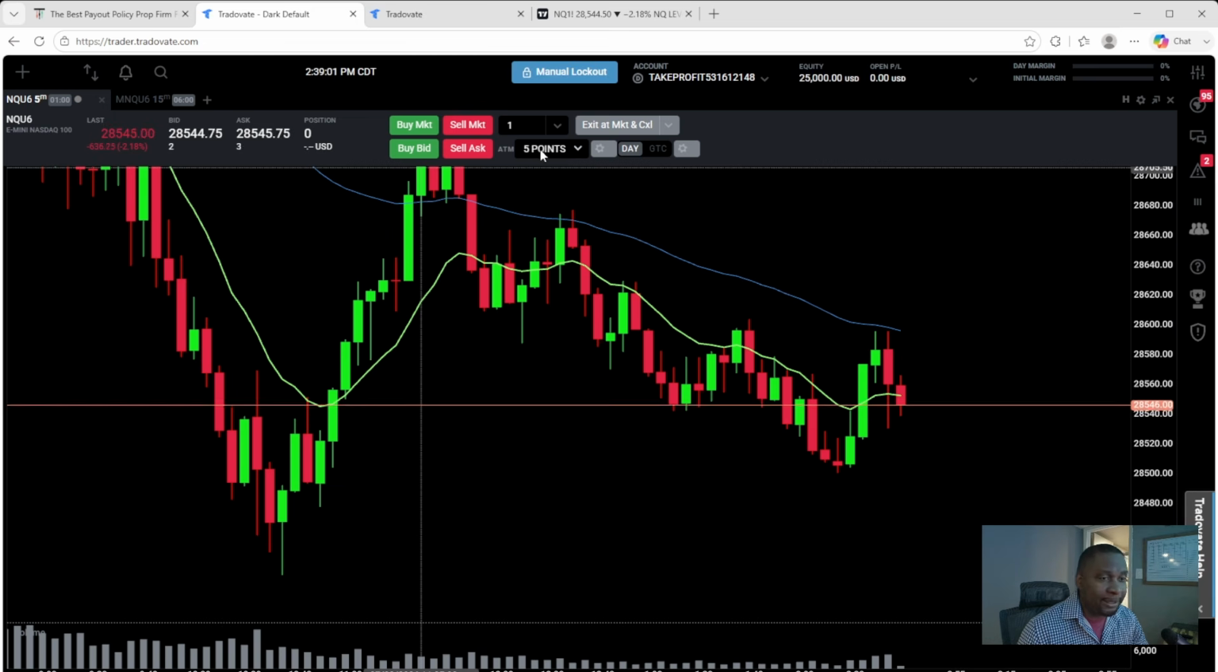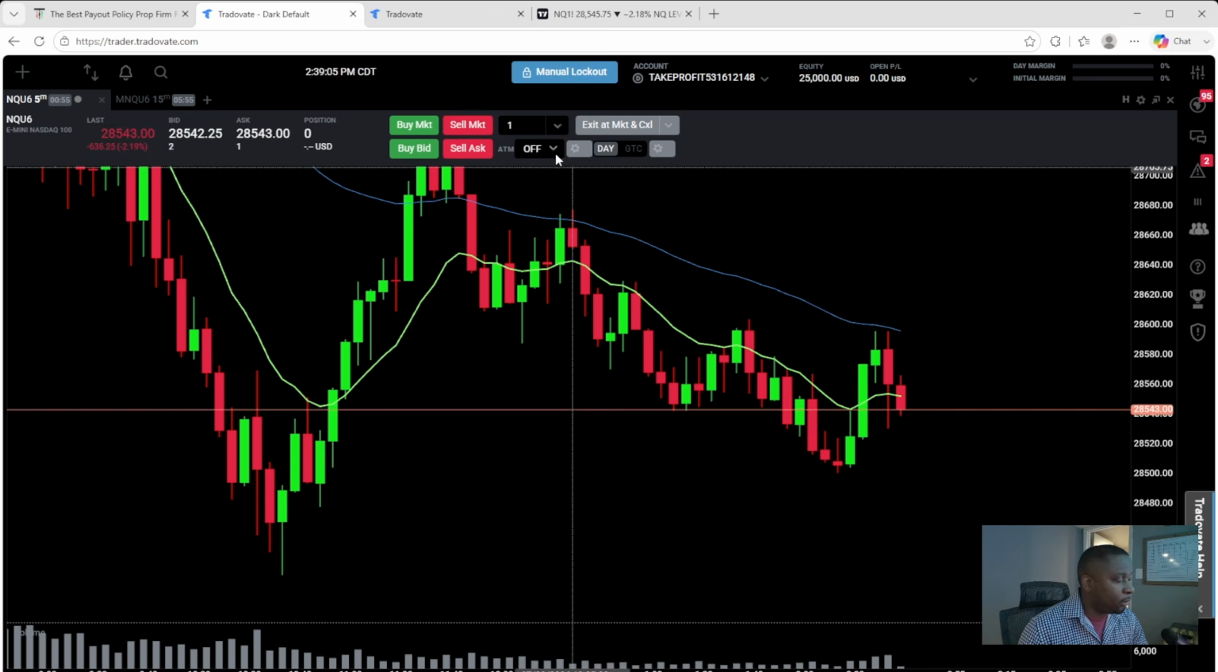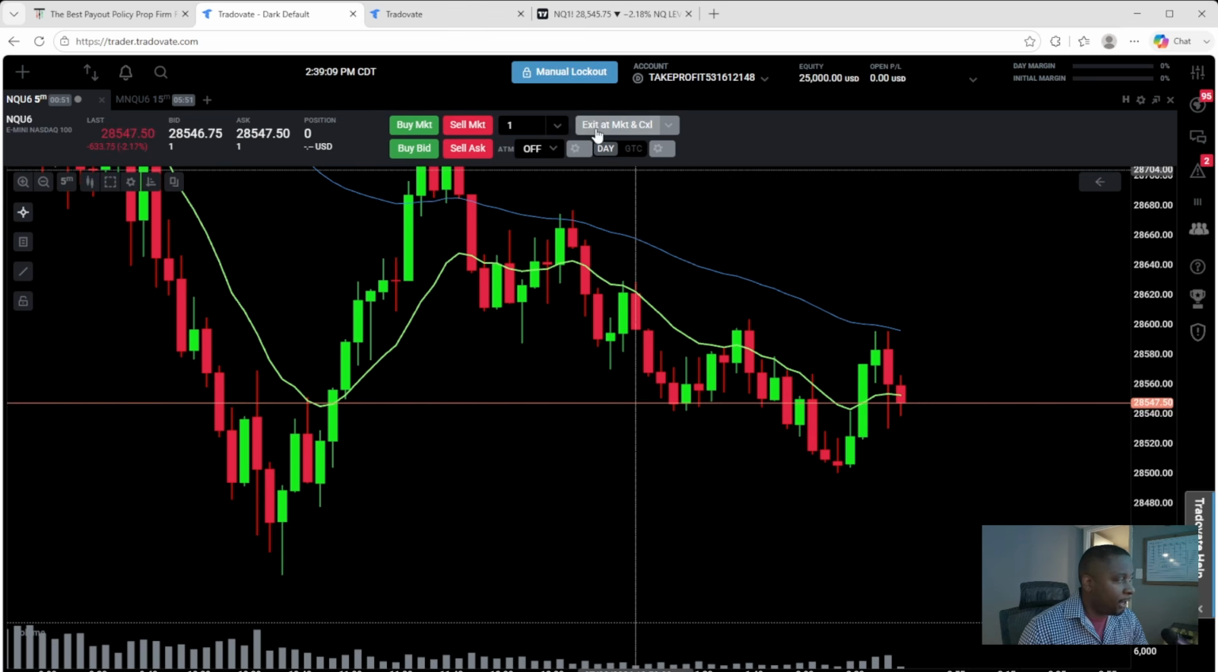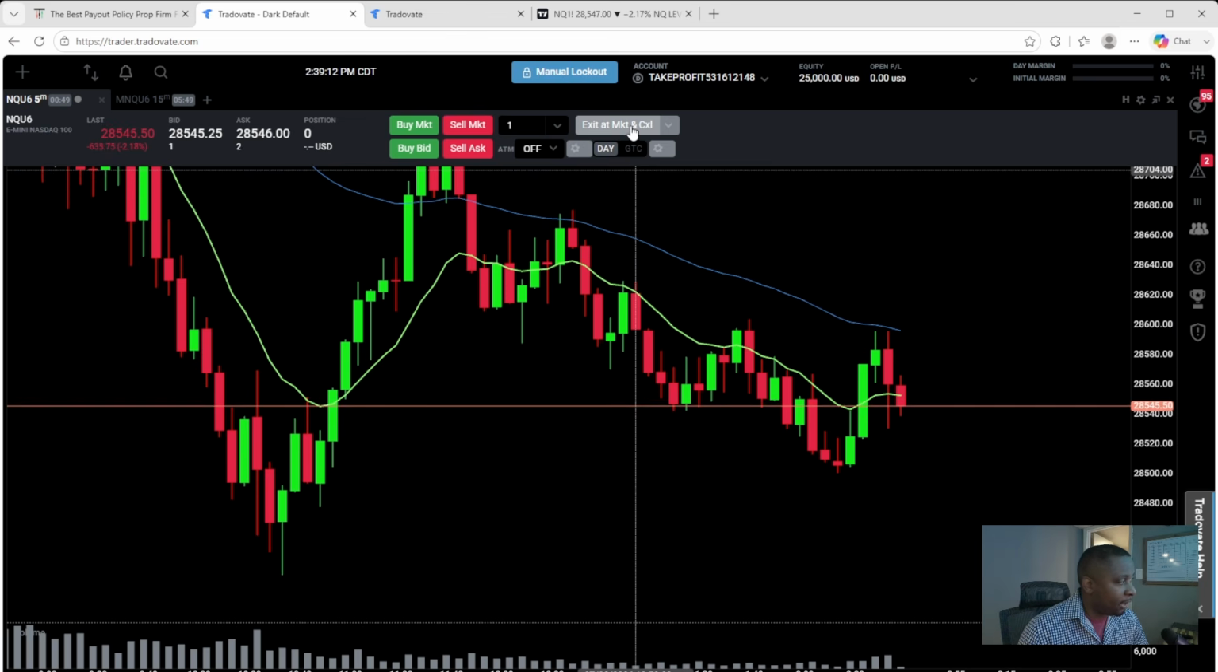Now the ATM, you probably won't have these set. This will be off. So when you place a trade, you would need to manually close that trade out by hitting the exit at market and cancel button. If you wanted to research what this is, it's nothing more than an automated way to close out your position or put a stop loss onto the chart. And let's talk about this real quick.